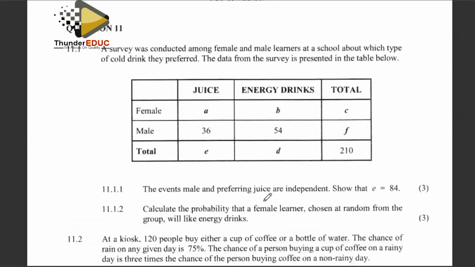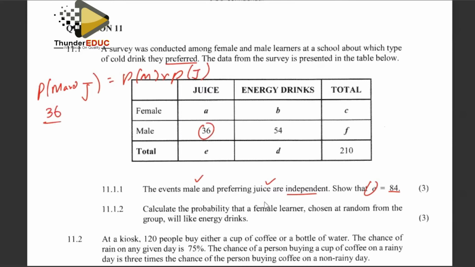A survey was conducted among female and male learners at a school about which type of cold drink they preferred. The data from the survey is presented in the table below. The events male and preferring juice are independent. Can we show that E is 84? So we know that male and juice is the same as male times juice. So how many male learners enjoy juice? Yes, 36. So 36 over 210 is equivalent to how many males do we have?